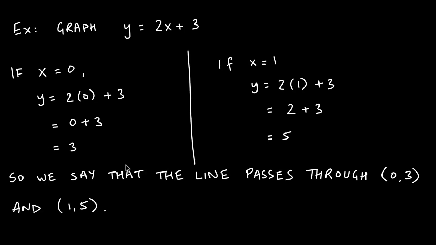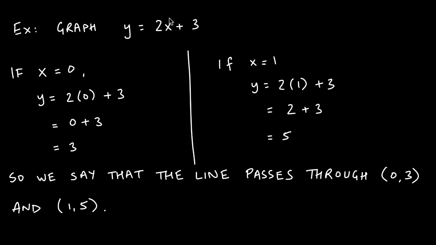So let's see how we would do this as an example. Let's say the question says to graph y equals 2x plus 3. Now, the first thing I want you to notice is that this is a linear equation. And this is the first time we're really talking about this, but this is an example of a linear function. And the reason why this is linear is because if you look at the power of the variable here and the power of the variable here, they're both 1.